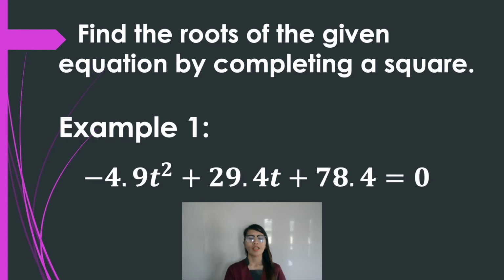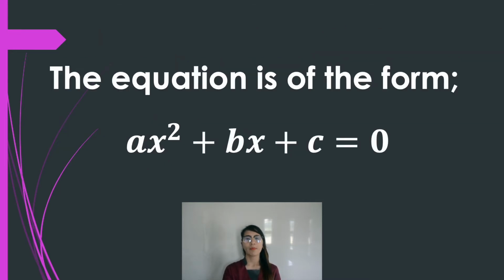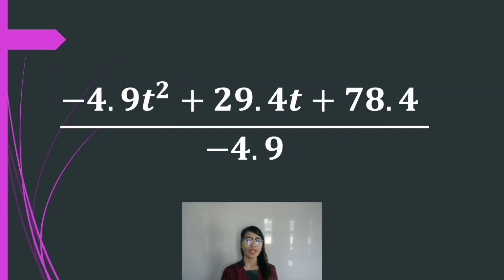Example number 1. We have negative 4.9 t squared plus 29.4 t plus 78.4 is equal to 0. The equation is of the form ax squared plus bx plus c is equal to 0. To find the roots by completing the square, a must be equal to 1. So divide everything by negative 4.9.